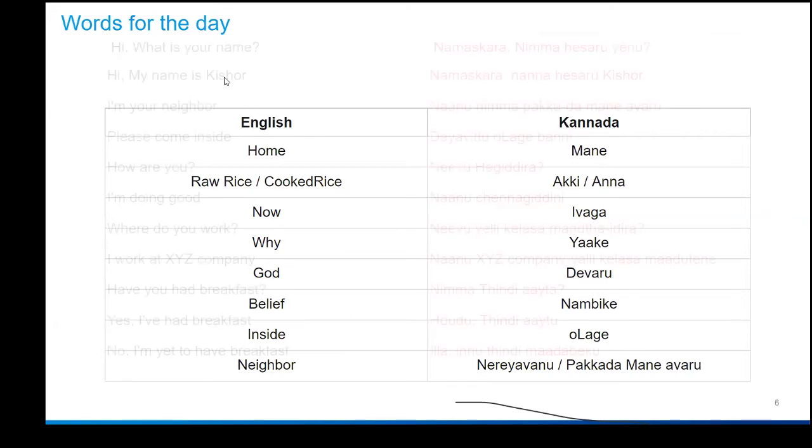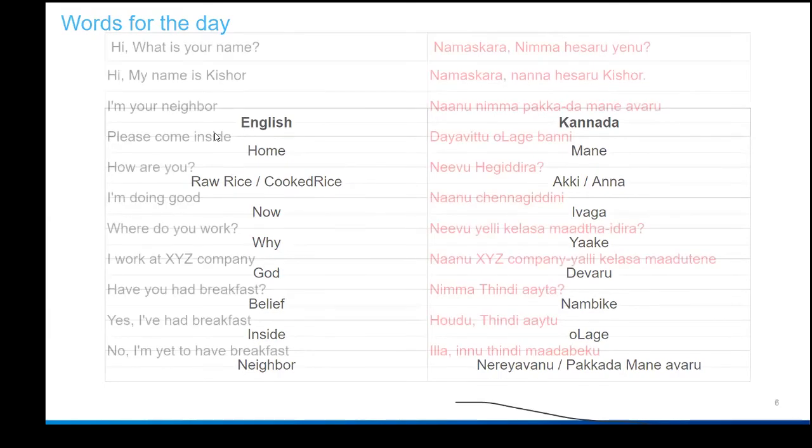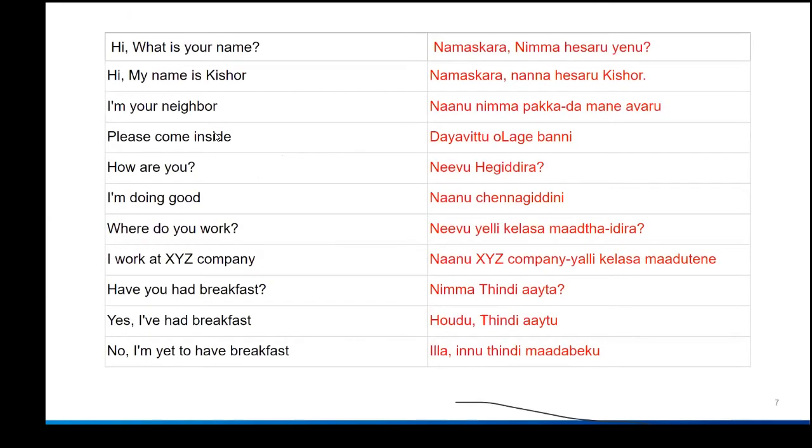Okay, so you must be able to figure out some of these sentences, right? I will read them out anyway. You tell me if you find something confusing or not understandable here. Okay, so I'm saying, hi, what is your name? Now, I said namaskara was a word that you could use for greetings. So namaskara, nimma hesaru enu.